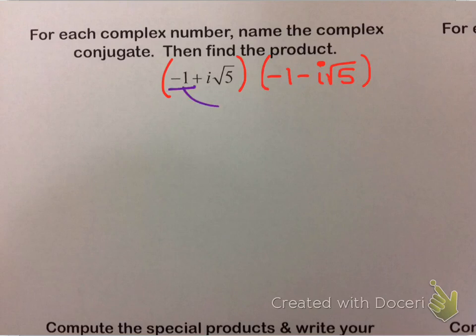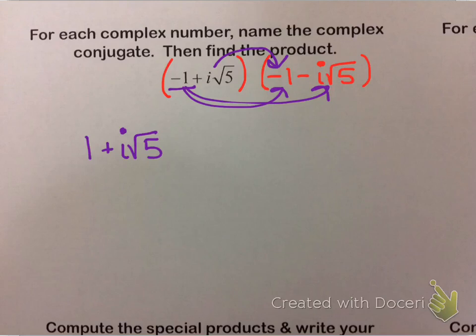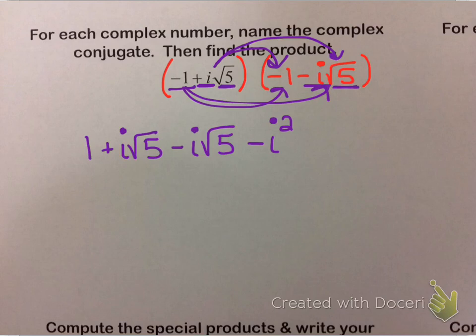When I FOIL them together, I'm going to take my first terms and multiply them together, and that gives me positive 1. Then I take the outer terms and multiply them together, and it gives me positive i square root of 5. Then I take the inner terms and multiply them together, and it gives me negative i square root of 5. And then last but not least, my last terms. So I have positive i times negative i. That gives me negative i squared. And I have square root of 5 times square root of 5, which gives me 5.